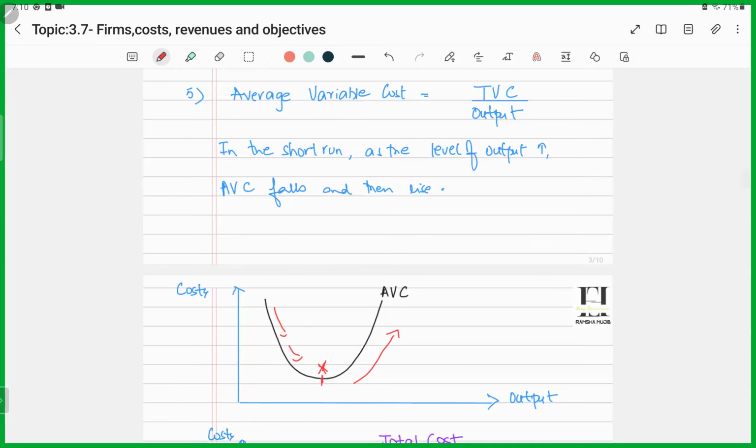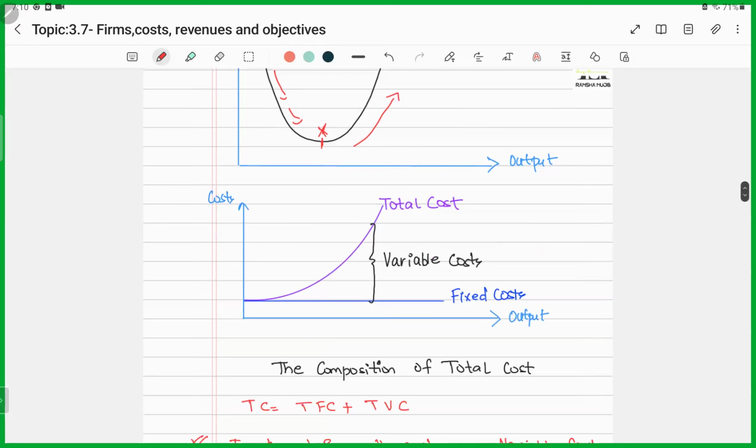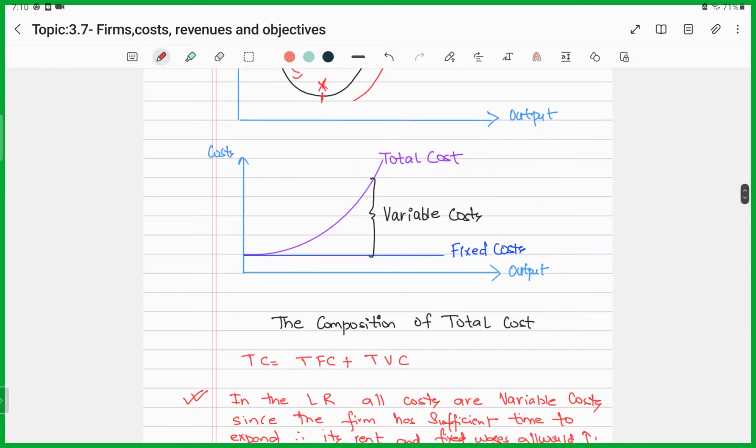Now we come to this diagram, which displays the composition of total cost. The dark blue line shows the fixed cost, which is parallel to the x-axis. It shows that the fixed costs are fixed. No matter what happens with the output level, it's a straight line. And the purple line is displaying the total cost. The difference between the total cost and the fixed cost is the variable cost. So this is the amount of fixed cost that has to be paid even when there was no production taking place.